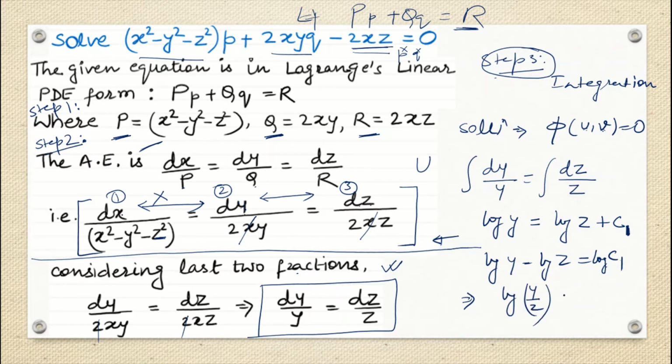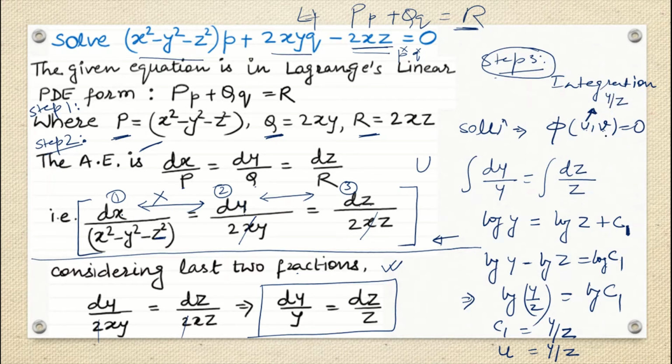And then on the right hand side I am writing log C1, so that if I take anti-log on both sides, the log will go off. So my C1 will be what? y by z. And this C1 only I am going to equate with u. So I am going to say that u is y by z. And what is u? u is one of those two independent solutions, right? So u is my y by z. So we got one solution.